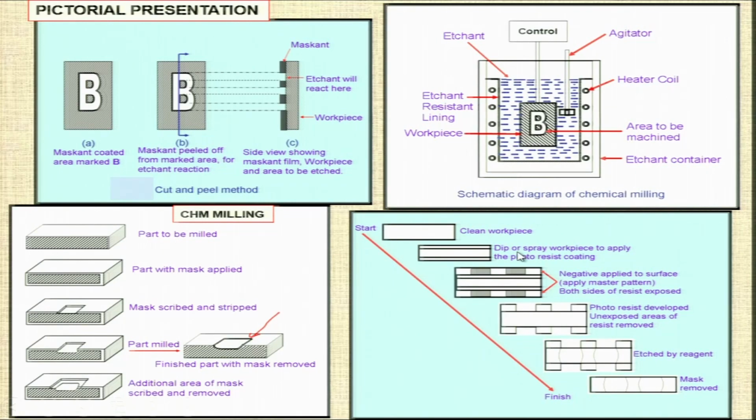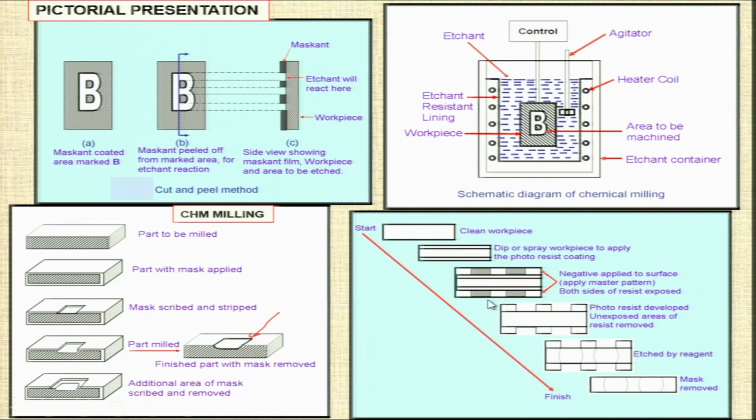Start, dip after cleaning the workpiece, dip or spray the workpiece to apply the photoresist. Now there are various techniques by which you can apply the photoresist. One of them is the spray. Then negative, apply to surface. Apply master pattern over, this is the master pattern, both sides of the resist exposed. If you are removing the material from both sides, then you apply this photoresist on both sides or master pattern on both sides as shown over here.